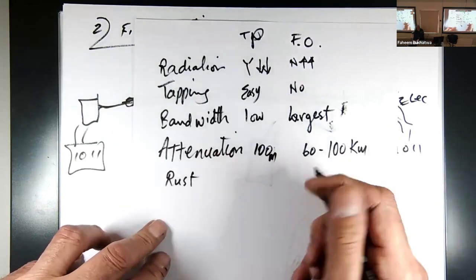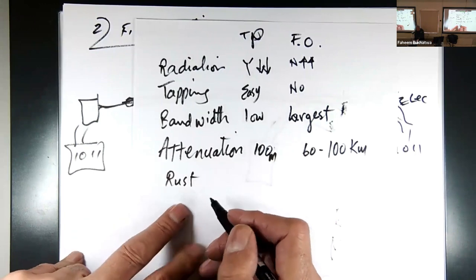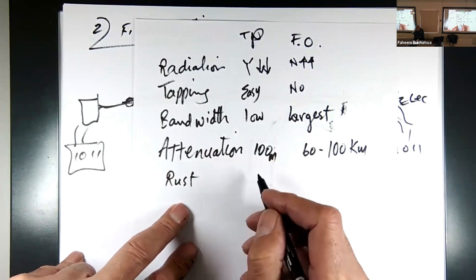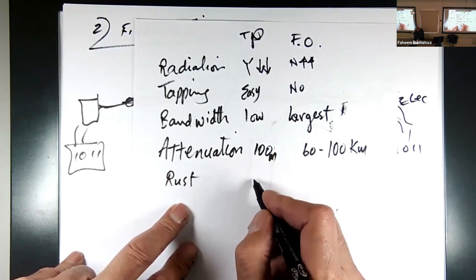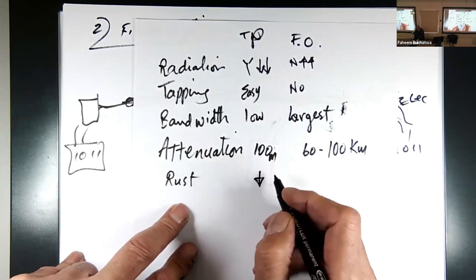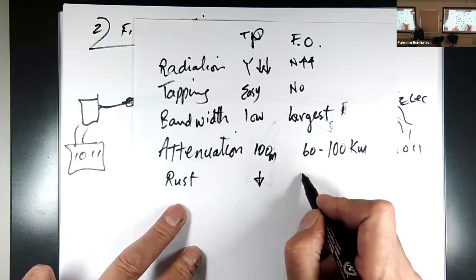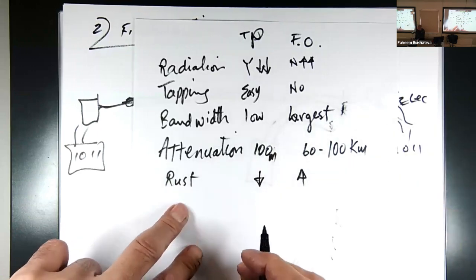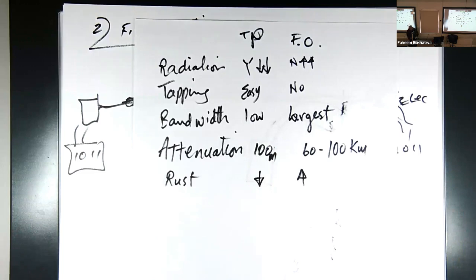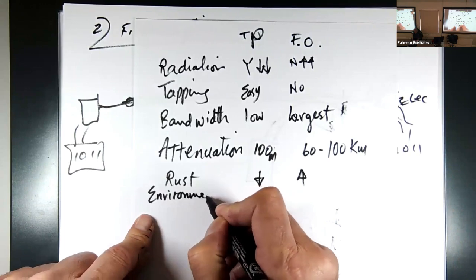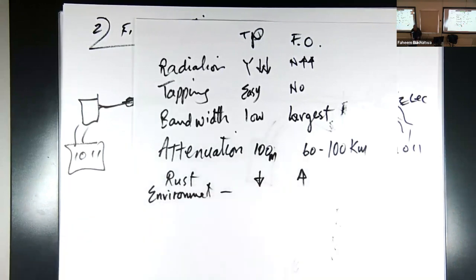Rust, or, you know, getting rusty. Twisted pair is copper. It will rust immediately. It's very bad. It rusts, so it won't last for long. It won't last for a month. It will rust away. Fiber optic, it's okay. It never rusts. I'm going to say here the environment, not just the environment. Environment means water, salt, humidity, things like that.